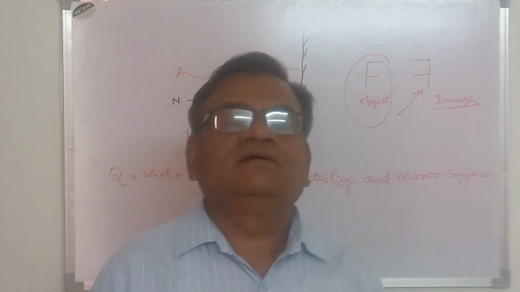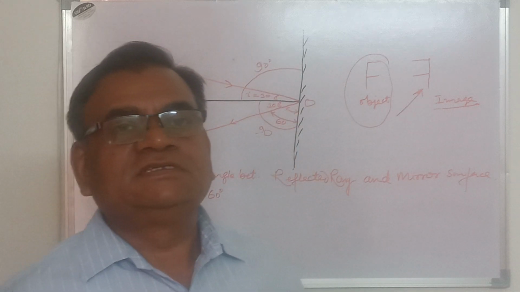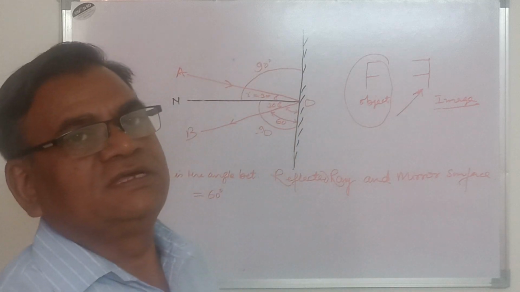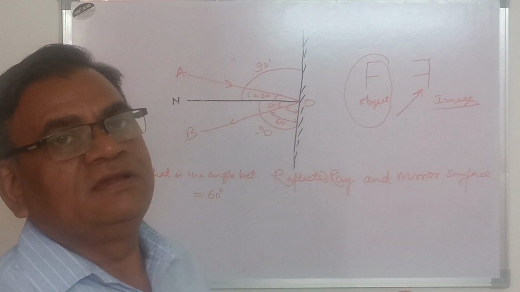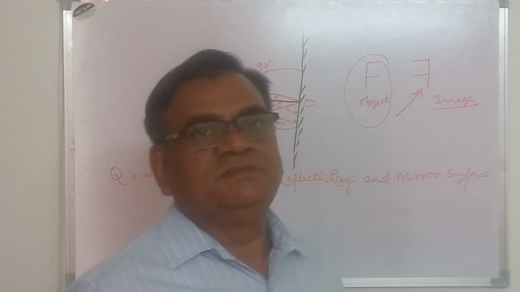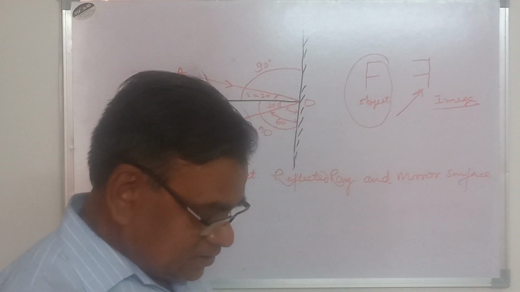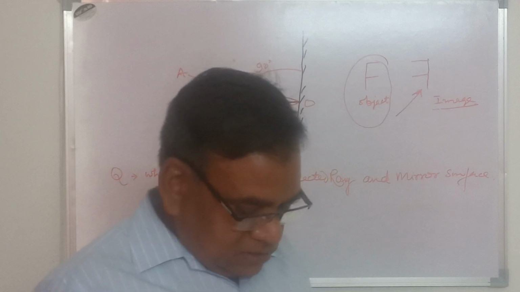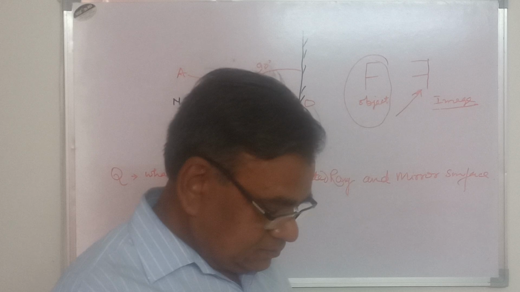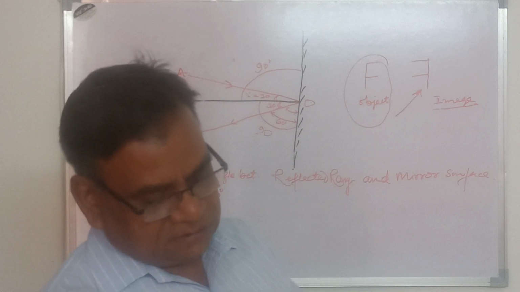Observe carefully: standing in front of a plane mirror, generally your shirt has a pocket on the left side, and when you see your image, your pocket will seem to be on the right side in the image. So this is the lateral inversion. Very simple question. Some good questions.